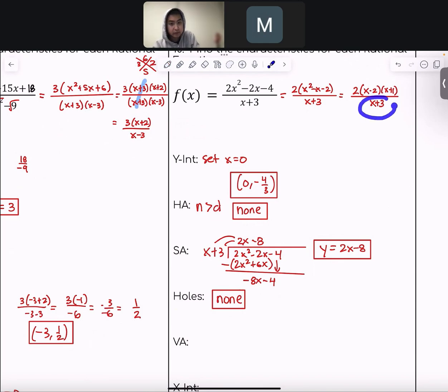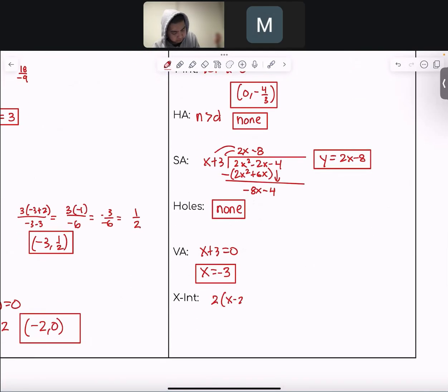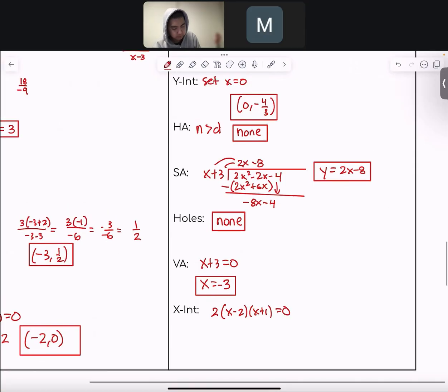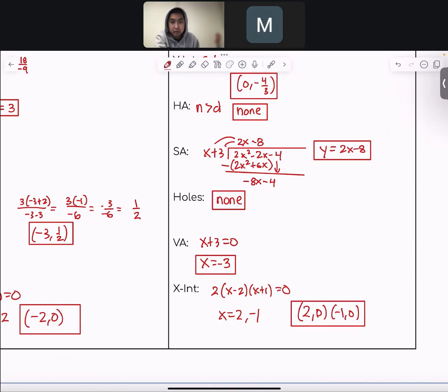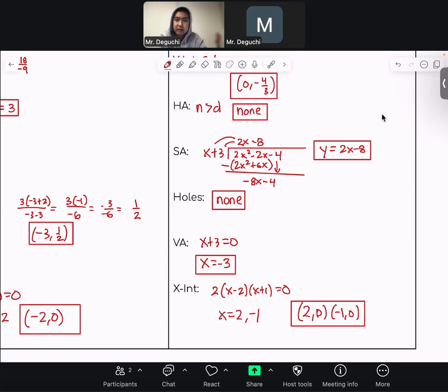For the vertical asymptote, you set the denominator equal to 0, so x plus 3 equals 0, x equals negative 3. And lastly, for the top, you set the numerator equal to 0, so x minus 2 and x plus 1. You set that equal to 0. So basically, x equals 2 and x equals negative 1. So in terms of x-intercepts, that's 2 comma 0 and negative 1 comma 0. Okay, so hopefully this helps, and good luck, okay? All right, peace.